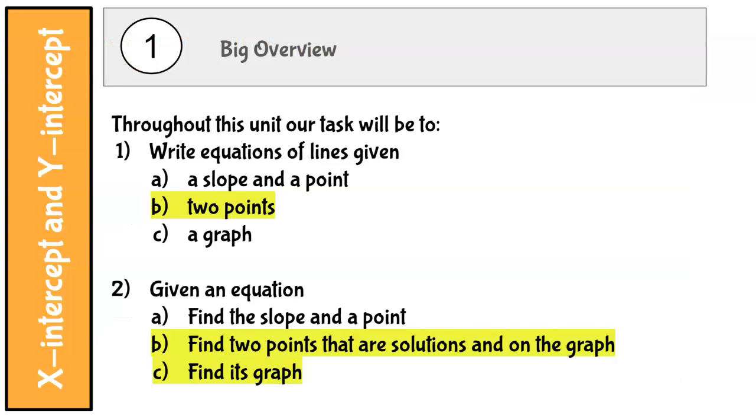Again, throughout this unit, our task will be to write equations of lines, and in this particular lesson, we are working on writing it given two very specific kind of points. And then given an equation, we are going to find 2 points that are solutions. They're actually the x and y intercepts in this case. And then we're going to use those to graph.